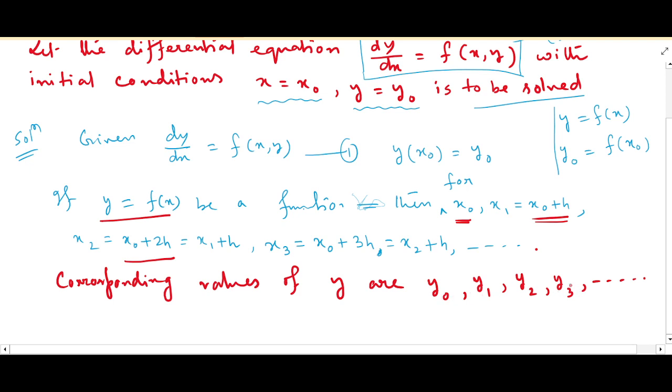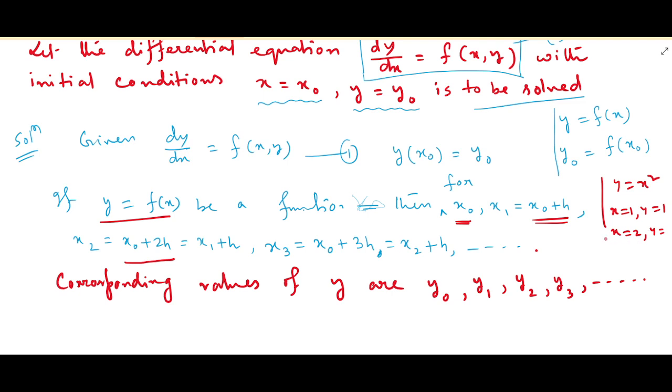These values of y may not be equal because we are taking equal values of x, but when we put them in y equals f of x, whatever values of y come may or may not be equal. In general, the values are not equal. If you take a function y equals x square, when x equals 1, y will be 1, and when x equals 2, y will become 4.